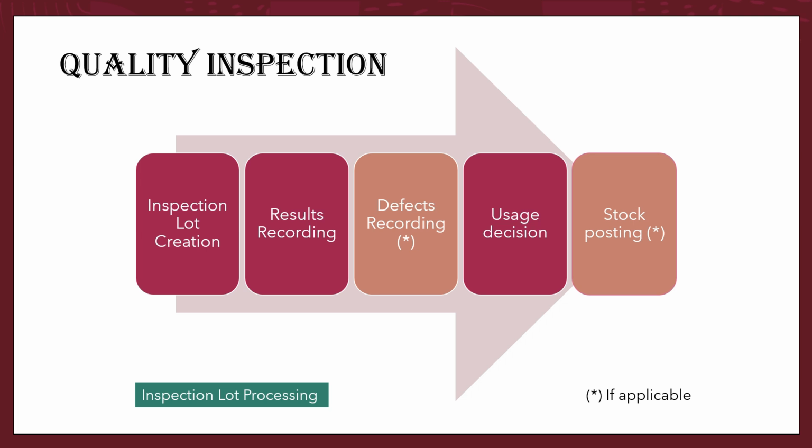The user decision is the next step, which is basically to decide if this inspection lot will be, let's say, approved or not, or different options. For example, depending on the configuration, we might have different stock postings, which is the next step, which is related and attached to the usage decision.